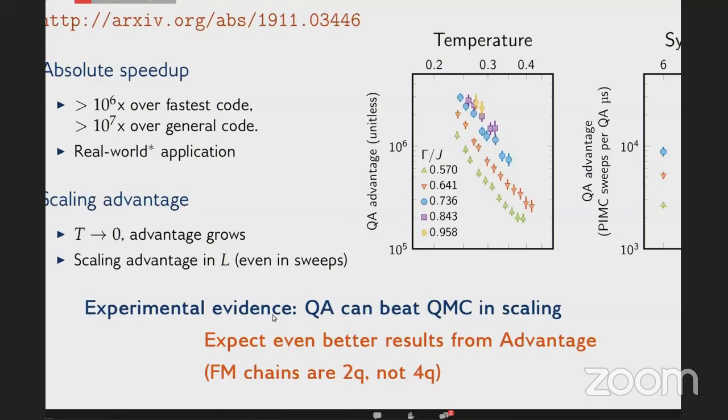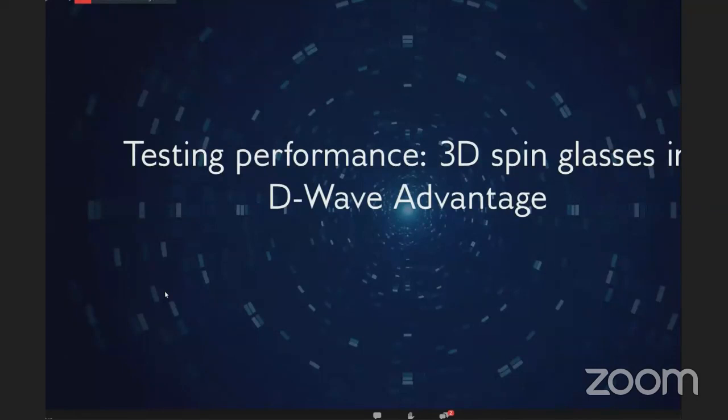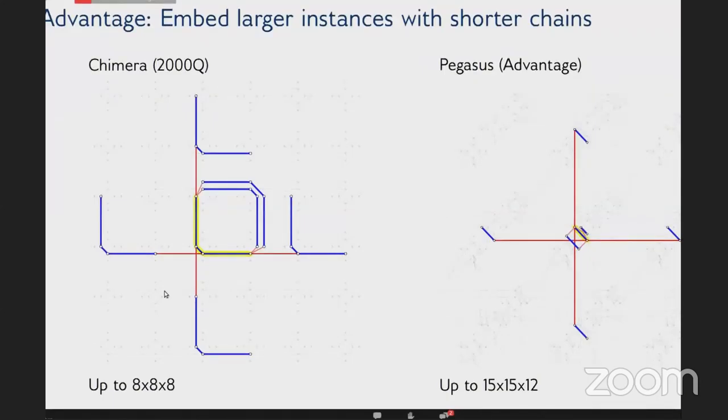So I'll just use that statement to segue to a small performance example in Advantage, which is on 3-dimensional spin glasses, which Johnny mentioned as well. But we're not simulating these in the quantum system. We're just optimizing spin glasses. So this is a pretty basic experiment, proof of principle, basically, with this new processor.